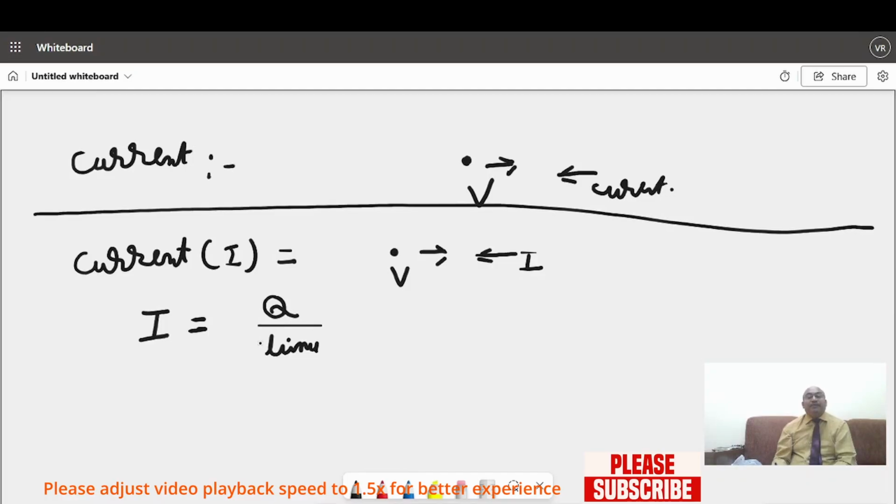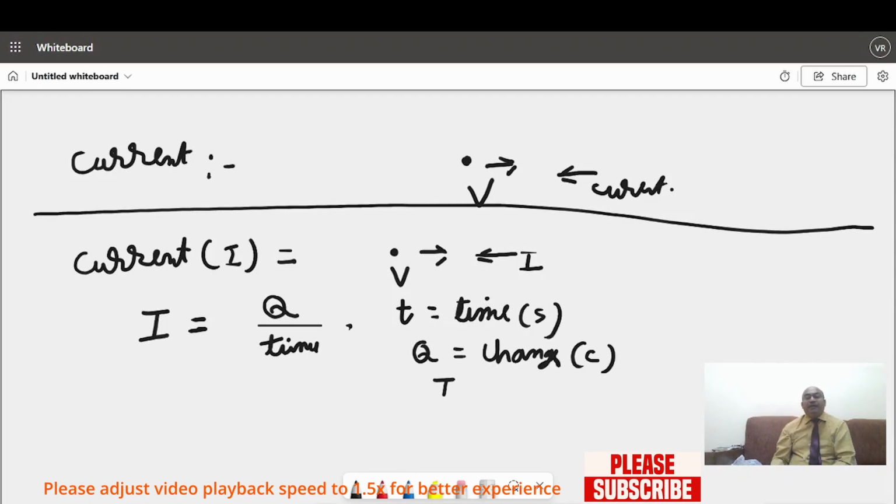In many interviews, they will ask what is current. It is the ratio of charge to time. Where T is time in seconds, Q is charge in coulombs, and I is, as you already know, in amperes. These are the fundamentals of current.